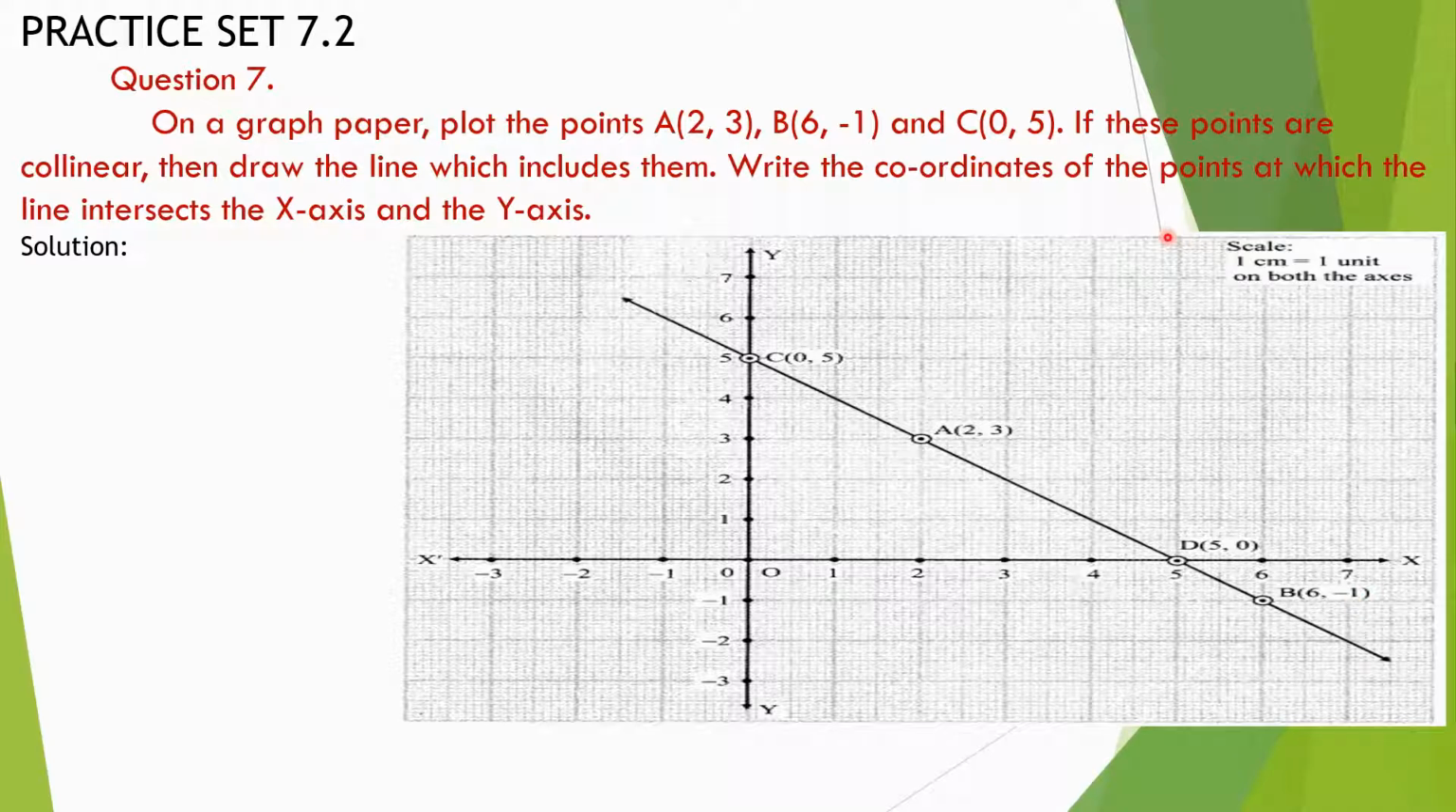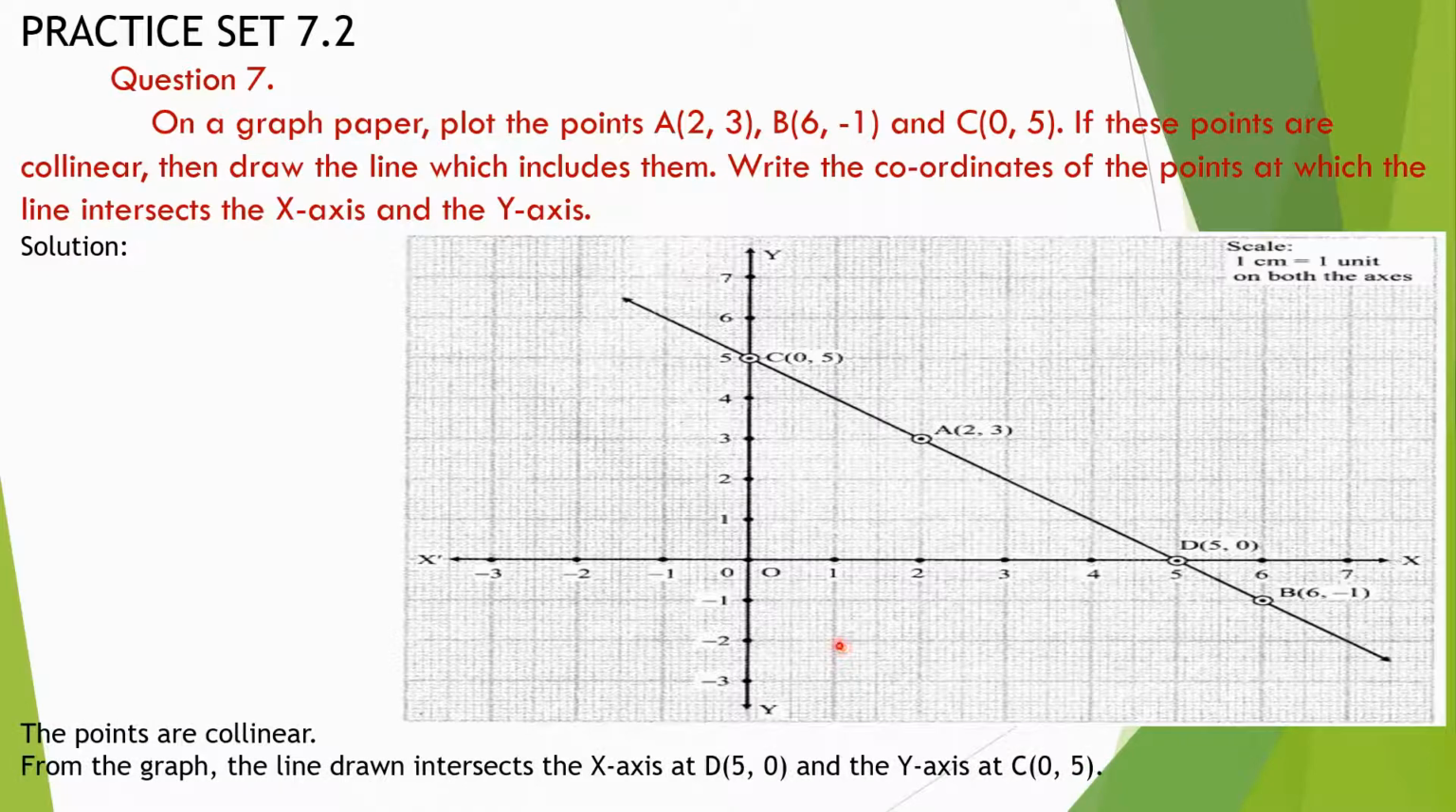And the third point, C of (0, 5). The x coordinate is 0, which means the point lies on the y-axis. Therefore, the point C of (0, 5) lies on the y-axis. Join the points C, A and B, and you will get a straight line. These points are collinear, and the line intersects the x-axis at the point D of (5, 0) and the y-axis at the point C of (0, 5).